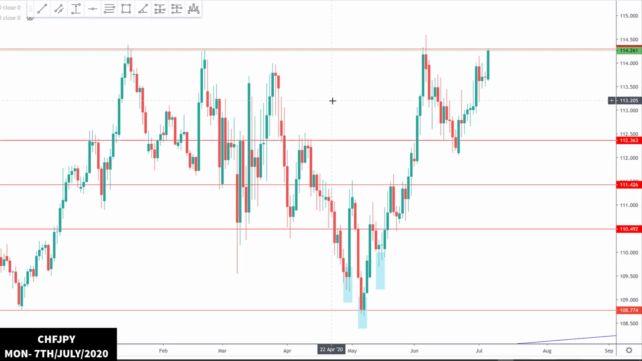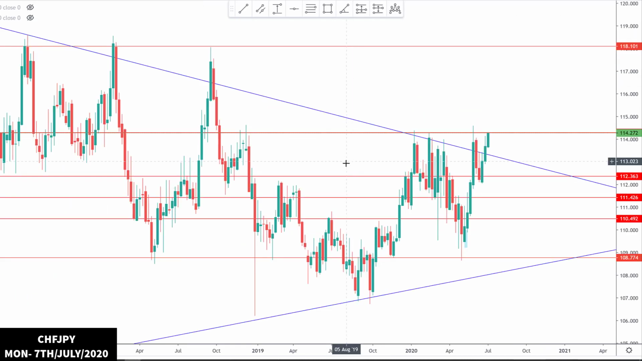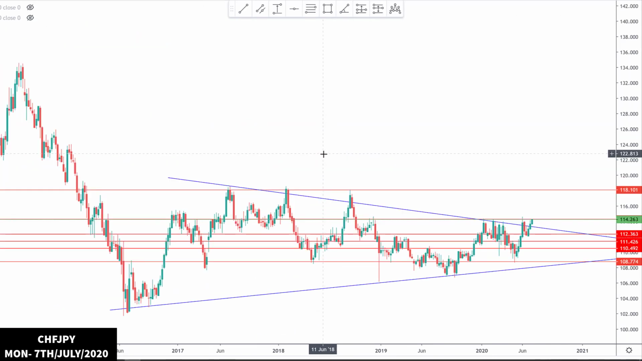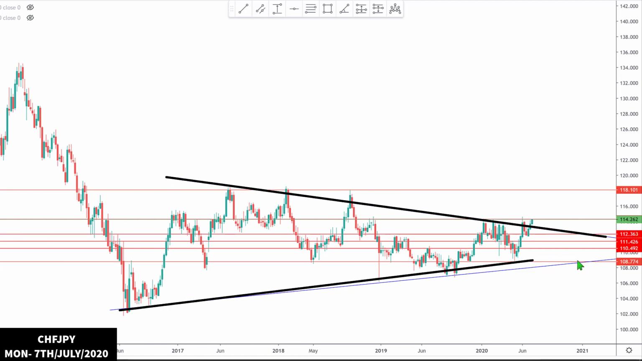So guys, let's check the weekly chart frame so we can figure out the whole picture of the Swiss franc against the Japanese yen. So here's the weekly chart of the Swiss franc against the Japanese yen, and I'm going to zoom in so we can figure out the price action right there. And what can you figure out on this weekly chart? Well, I can figure out a symmetrical triangle. You can see that right here.